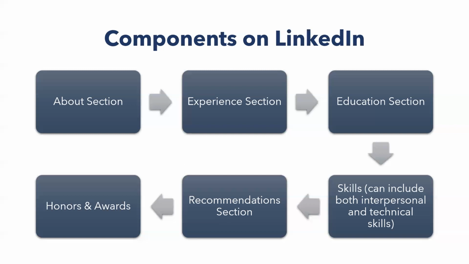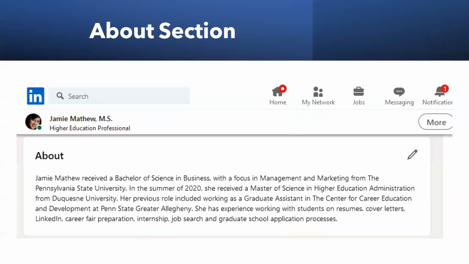So let's talk about the components on LinkedIn. We have the About section, the Experience section, Education section, Honors and Awards, Recommendations section, and the Skills section. And these are just some of the components that we'll be discussing today. For the Skills section, I do want to emphasize you can include both the interpersonal and technical skills in your LinkedIn. So let's go ahead and talk about the About section.